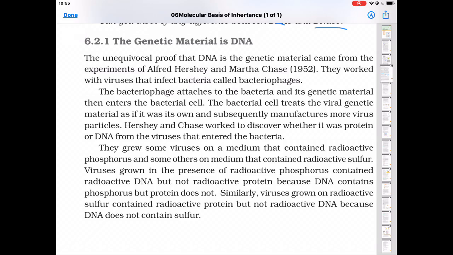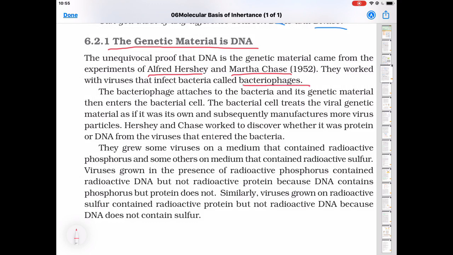Good morning, students. Our topic today is that the genetic material is DNA. The proof that DNA is the genetic material came from the experiments of Alfred Hershey and Martha Chase. They worked with viruses that infect bacteria, known as bacteriophage.